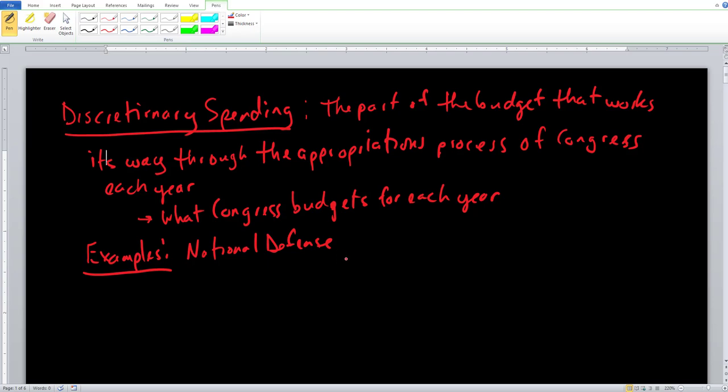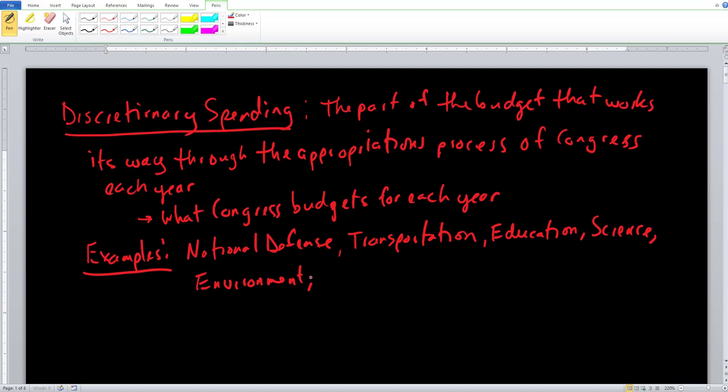It can be dirty, it can be clean, but this is exactly how politicians work their magic. National defense falls under discretionary spending. We also see transportation. A lot of transportation, so roadways, public transportation, falls under the same category. Also a lot of things like education, science. We can even say the environment. Environment is a big one right here. Veterans benefits, for some strange reason. And then we can put one last example right here with national parks. So here, a few good examples of discretionary spending.